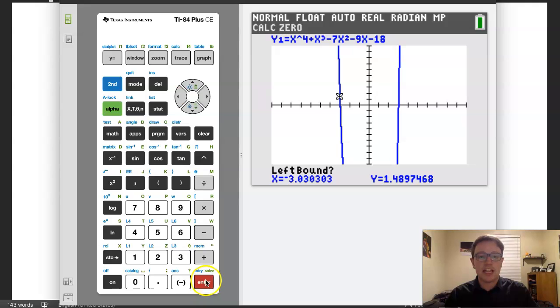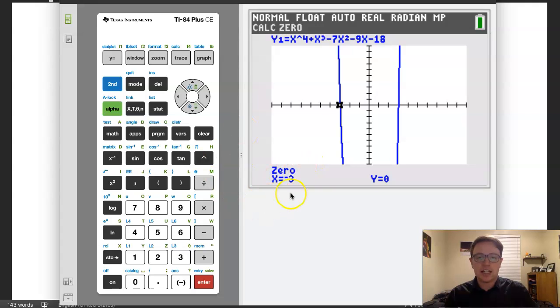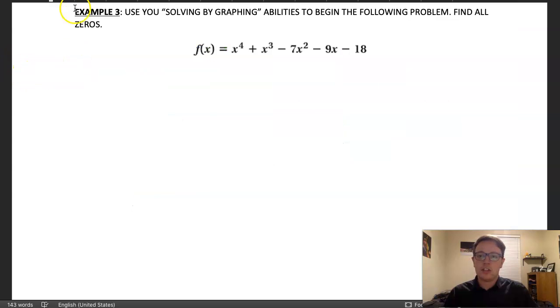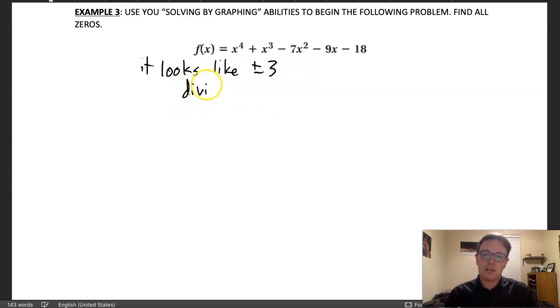It's left of our answer. We'll hit enter. It'll ask us for a right bound. So we want a number to the right of where we think it'll be. And then for a guess, we put whatever we think our answer will be. And it looks like -3 is a 0. We'll just assume 3 will also be a 0 as well. So what's our answer here? By graphing, it appears that -3 and +3 are zeros. Let's go ahead and divide both of those out.